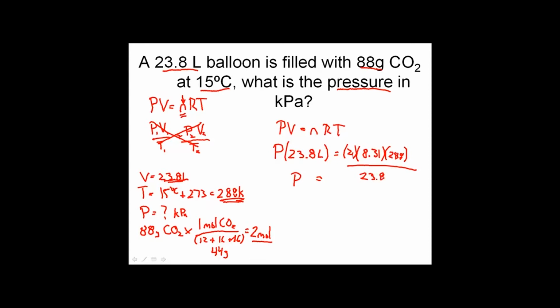So it's going to be 2 times 8.31 times 288 divided by 23.8. Let's just pause and solve that. And the pressure comes out to be 201 kPa.